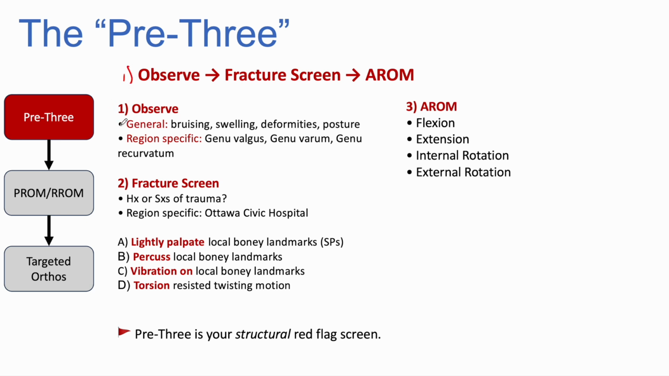First, with observation, we can look for swelling, deformity, bruising, or alignment changes such as genu valgum or varus. Second, fracture screening. If trauma is present, we can use the Ottawa knee rules and palpate key bony landmarks. And third, we're checking active range of motion. So flexion and extension can reveal pain patterns or mechanical restriction. The key idea is this. Before focusing on special tests, we confirm the knee is structurally safe to examine further.